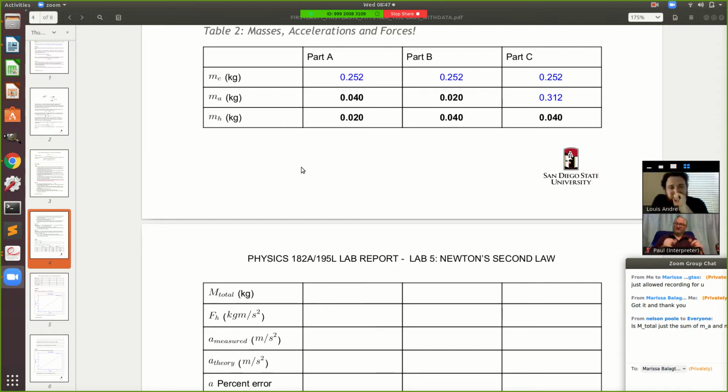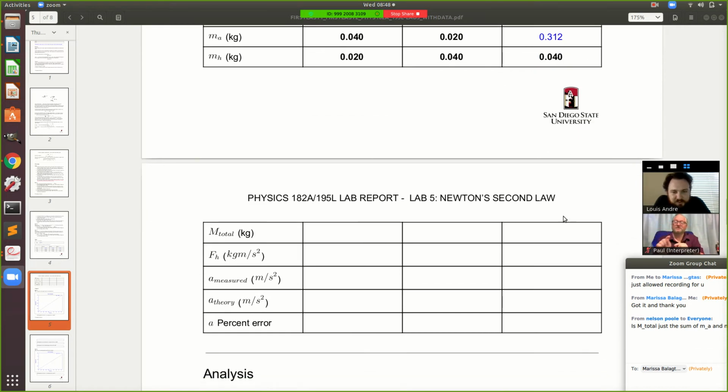And on this last part here, you can see that we roughly double the mass of the system. So on part C, we have 0.252 plus 0.312 plus 0.04. That's about double the mass. And so we should see about half the acceleration.